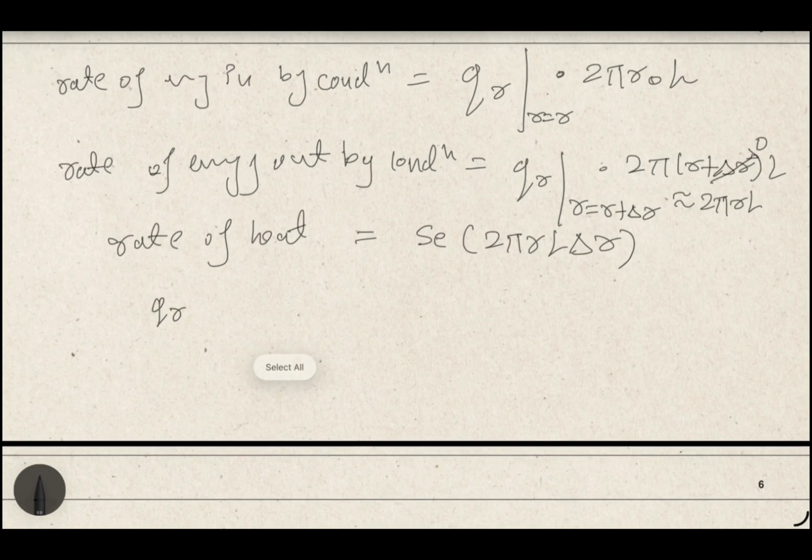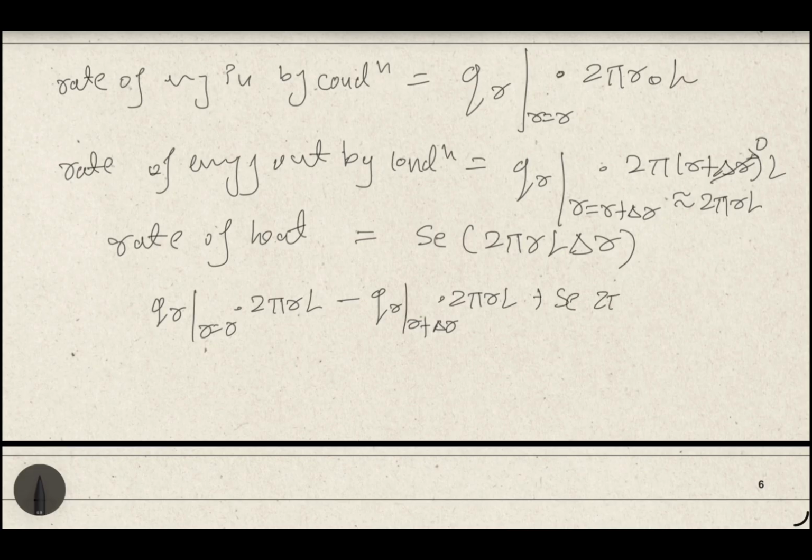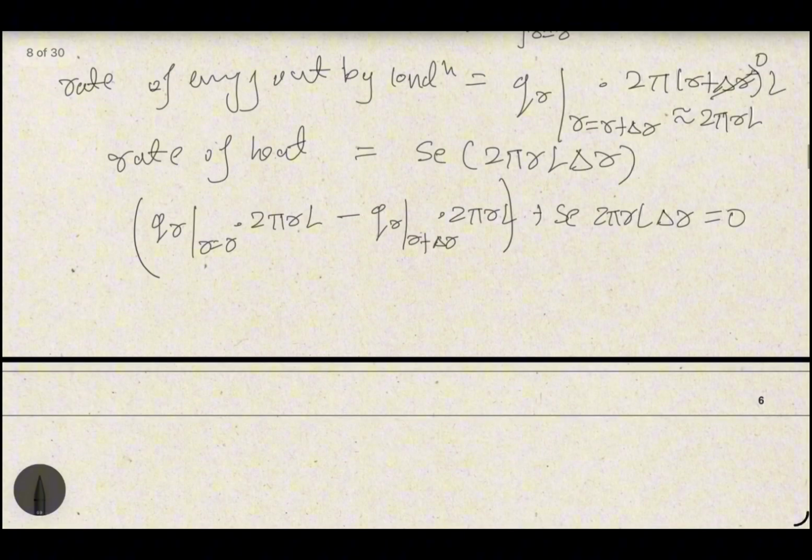So Q_r at r into 2πrL, minus Q_r at r plus delta r into 2πrL, plus S_E into 2πrL into delta r equals 0. So this is in minus out, and this is the heat generation term.